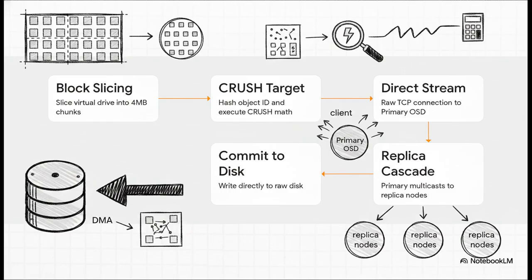Phase 1 is block slicing. The client automatically slices the virtual drive into uniform 4 MB RADOS storage objects. 2. CRUSH target resolution. The client hashes the object ID and executes the CRUSH math locally to find the target physical OSDs. 3. Direct stream. It establishes a raw TCP connection directly to the primary OSD. 4. Replica cascade. The primary OSD multicasts the payload concurrently to its replica nodes. And finally, 5. User space commit. The data is written straight to raw disk using BlueStore DMA, and the metadata is indexed in RocksDB.